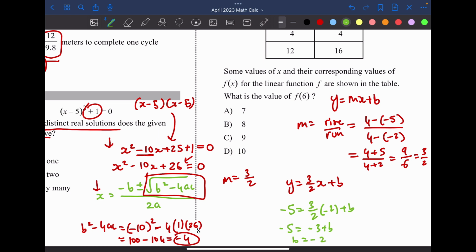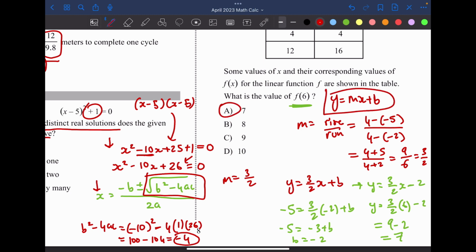So now I have the actual equation. I'm going to write it here. y is equal to 3 over 2x minus 2. This is our actual equation. And now we can use it to find f of 6. So if you want to find f of 6, plug 6 into x. You would get that y is equal to 3 over 2 times 6 minus 2, which is equal to 9. So we got 3 times 6 is 18, divided by 2 is 9. 9 minus 2, which is 7. Okay, so f of 6 is equal to 7, and we found that using the equation.